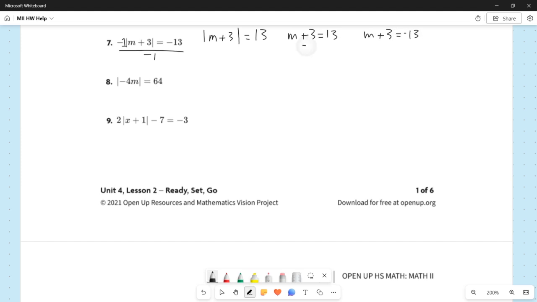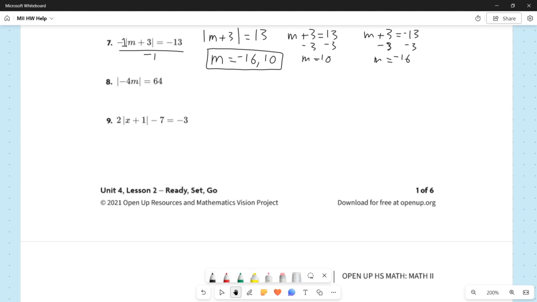I have to solve both of these equations, so I'm going to subtract 3 and subtract 3, so I end up getting m equals 10. Again, subtract 3, and I get m equals negative 13 minus 3. The number becomes more negative, right? The magnitude of the number will increase to negative 16. And so my final answer here for number 7 is that m equals negative 16 or 10. Those are my two solutions to this equation for number 7.